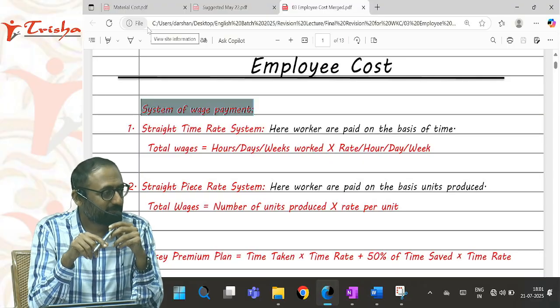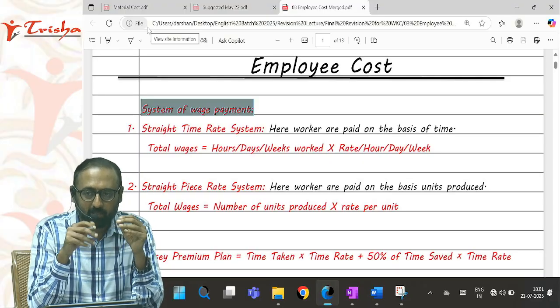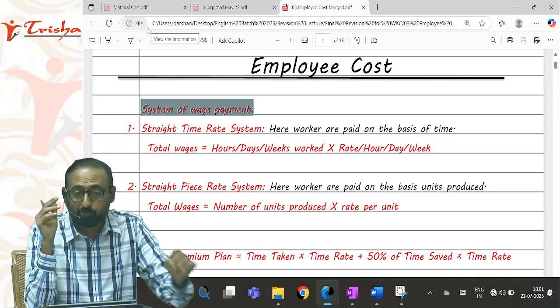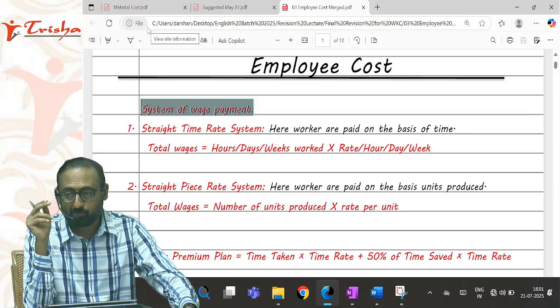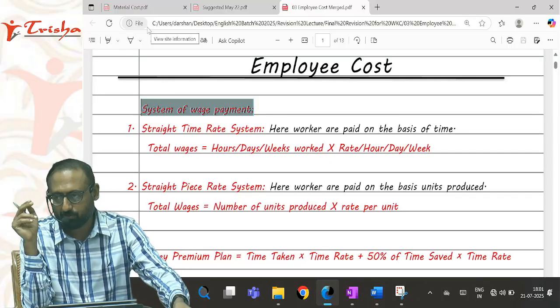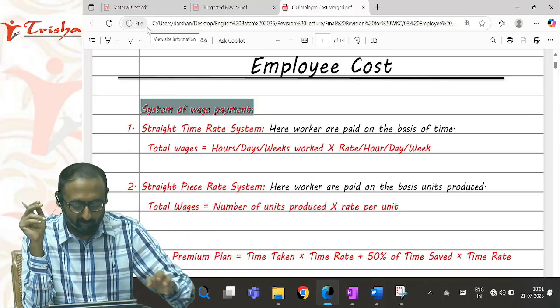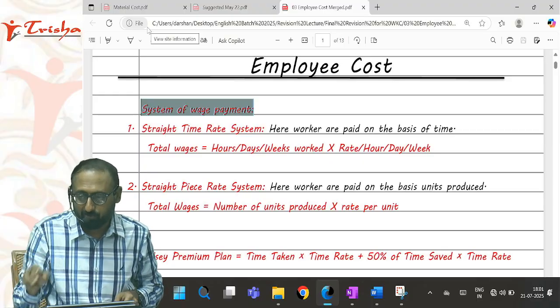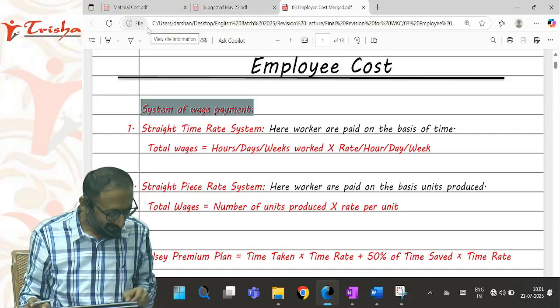In this lecture, we are going to revise employee cost. We are going to solve more than 6 questions, so it will take time to complete this topic. Very important, big questions we are going to solve. So, let's start, guys.